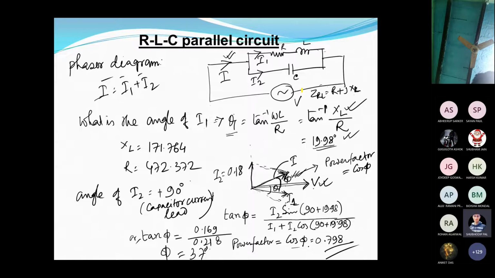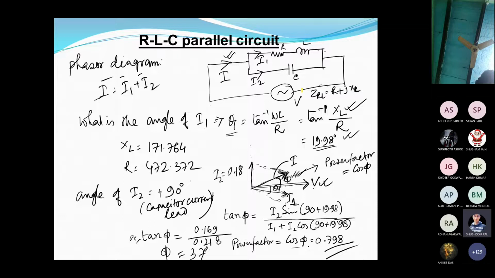As I told you, power is VRMS into IRMS into cos theta. Through this calculation, you have to measure the power factor that you have measured here. And next, you have to calculate the power factor from the phasor diagram also. Then you have to tell whether they are the same or not.